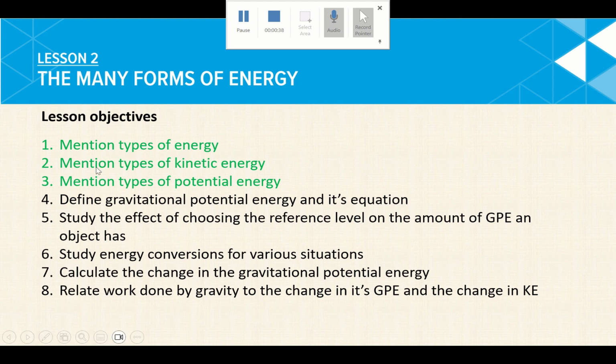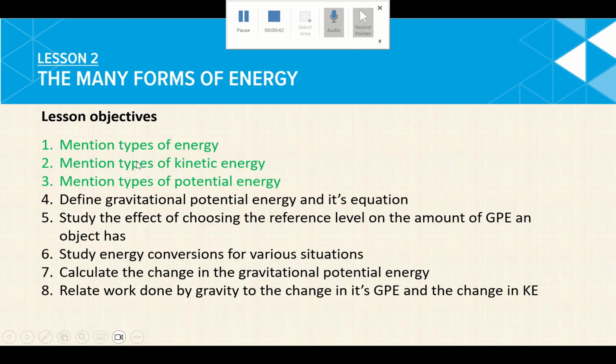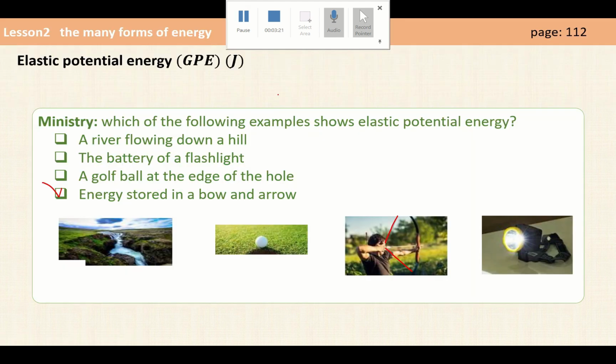Today we're going to define gravitational potential energy and its equation, and we're going to study the effect of choosing the reference level on the amount of GPE an object has. After that, we're going to study energy conversions in a separate video.